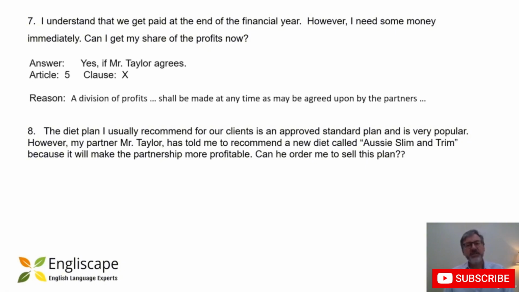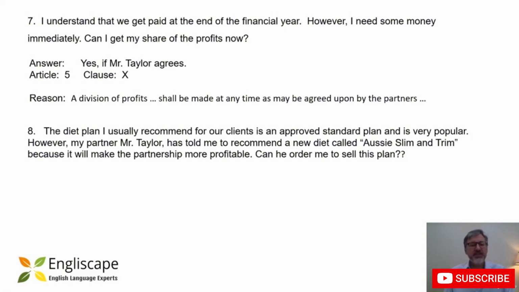Yes, if Mr. Taylor agrees. Article 5. A division of profits shall be made at any time as may be agreed on by the partners. So if both partners agree, they can get a division of profits, or losses or debts, I suppose.